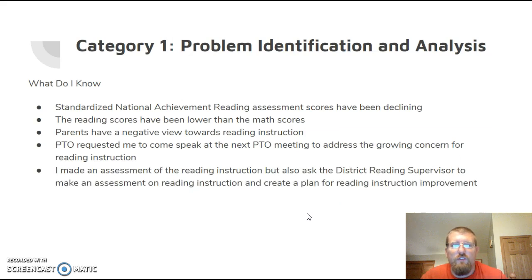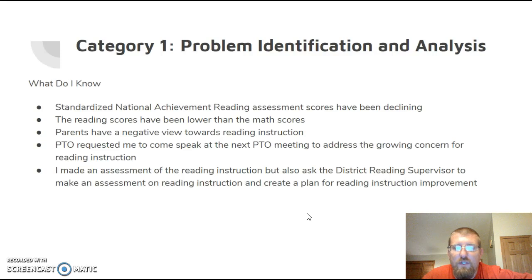What else do I know? Standardized national achievement reading assessment scores have been declining. Reading scores have been lower than the math scores. There's more concern with the PTO about what's going on with the reading instruction. They've requested for me to come speak with them. Parents have a negative view towards the reading instruction.